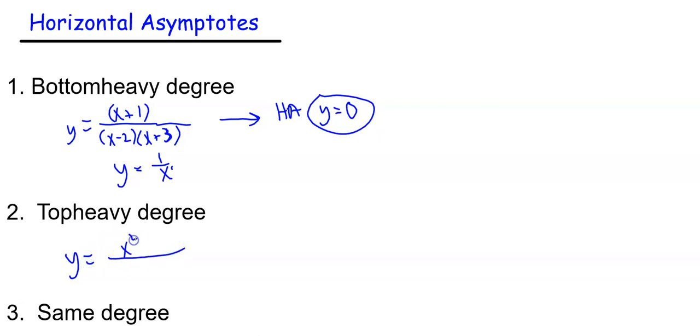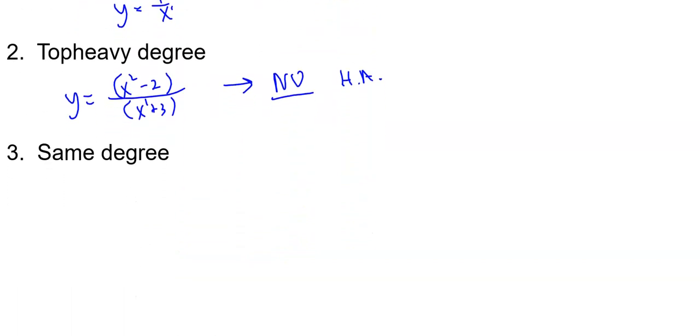Top-heavy degree, here's just an example of what that might look like. Say you have x squared minus 2 up top divided by x plus 3 in the denominator. The degree in the numerator is 2, degree in the denominator is 1. So this is top-heavy, which means there is absolutely no horizontal asymptote.